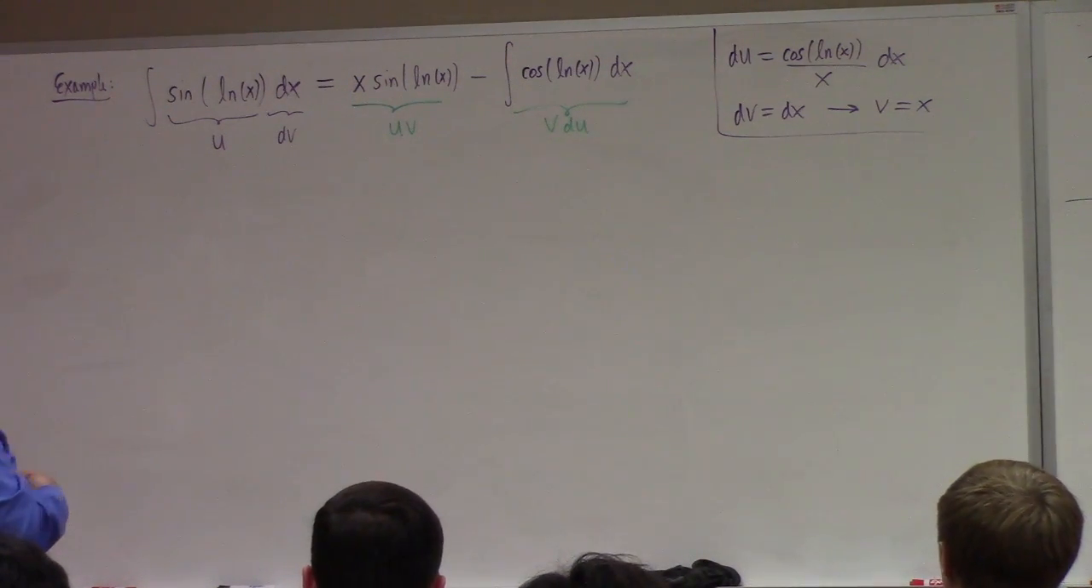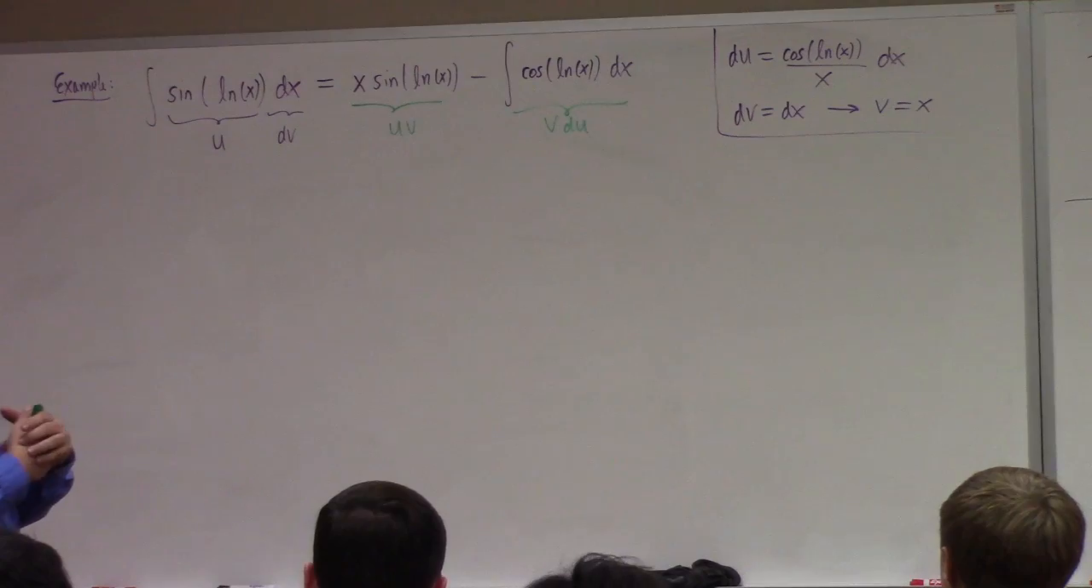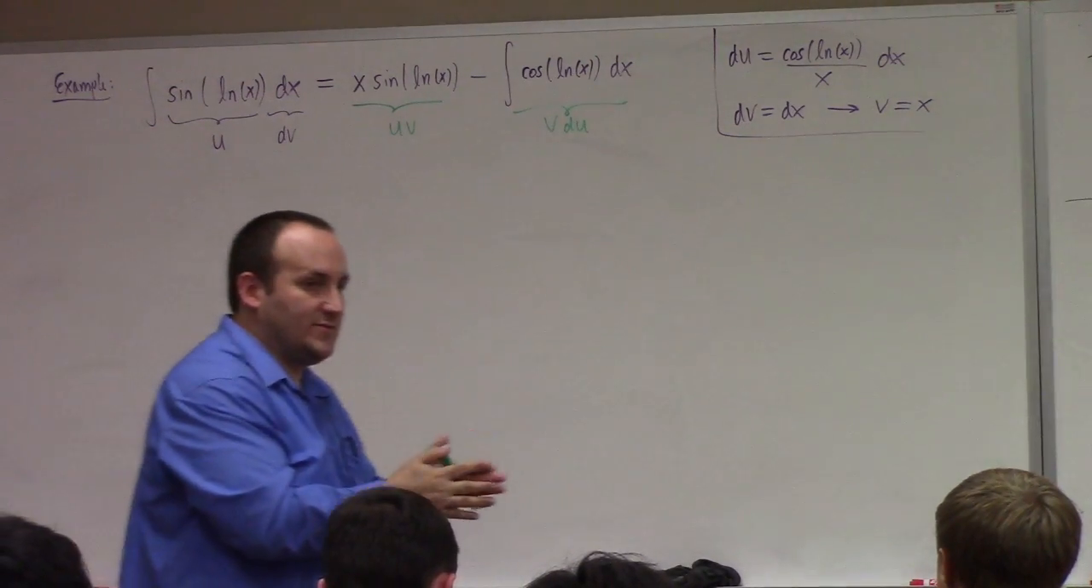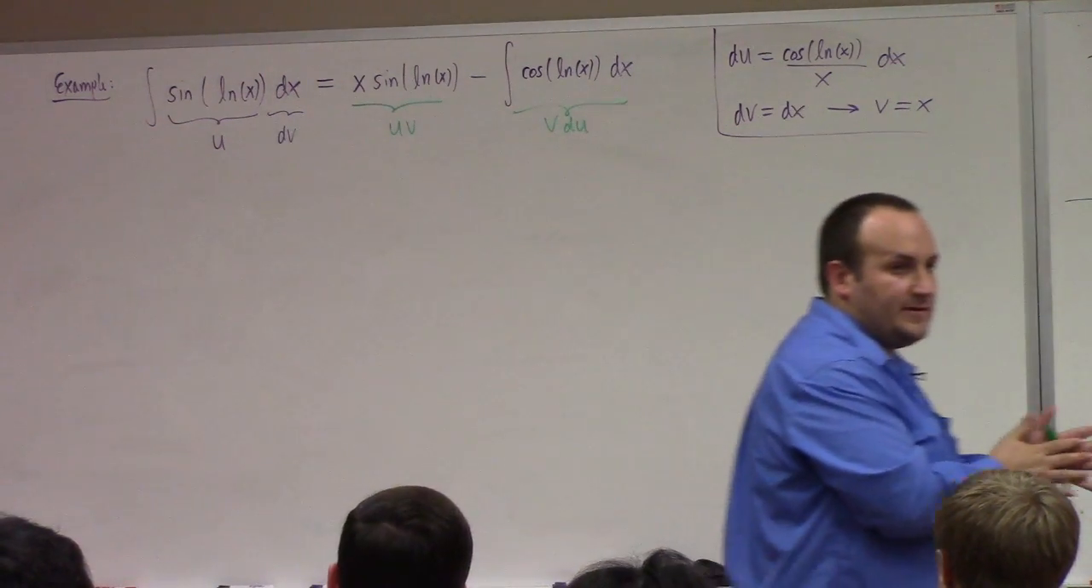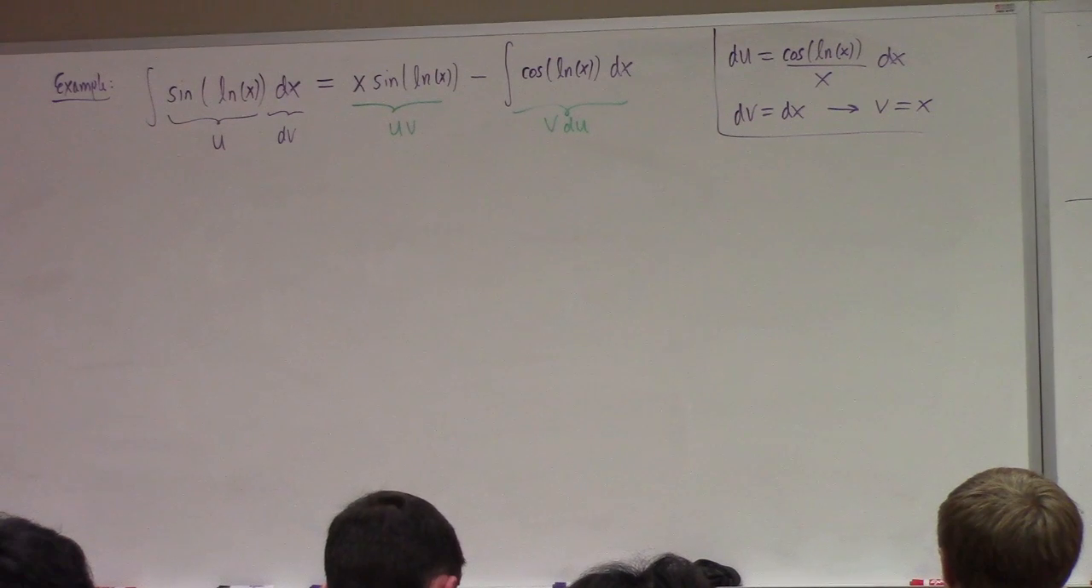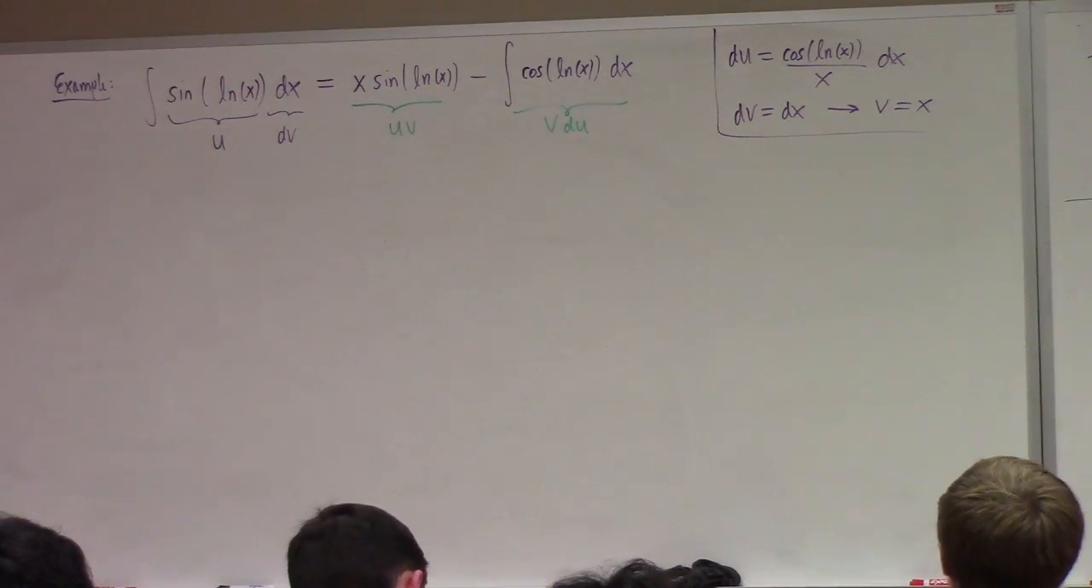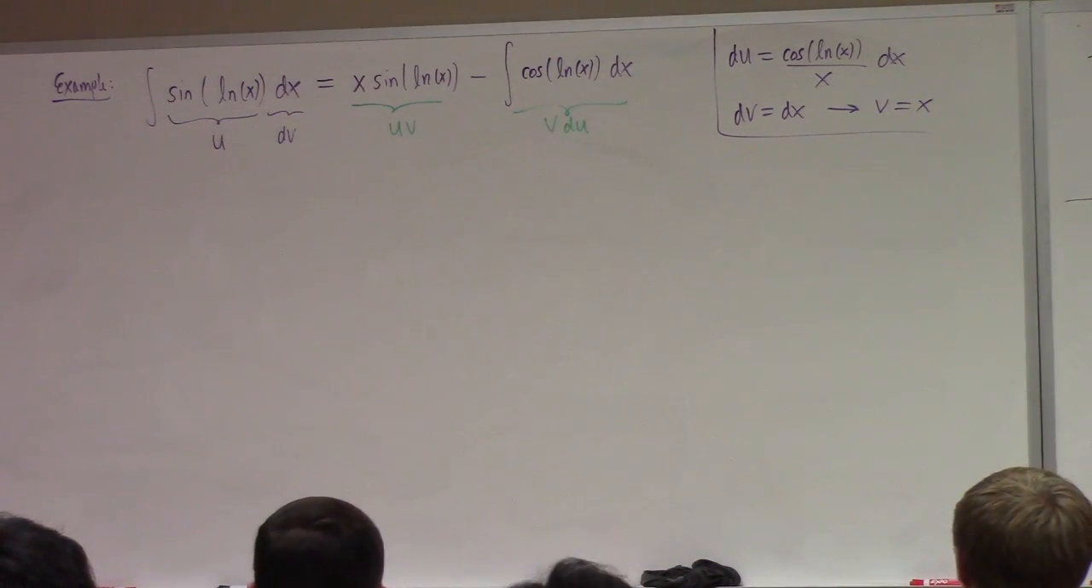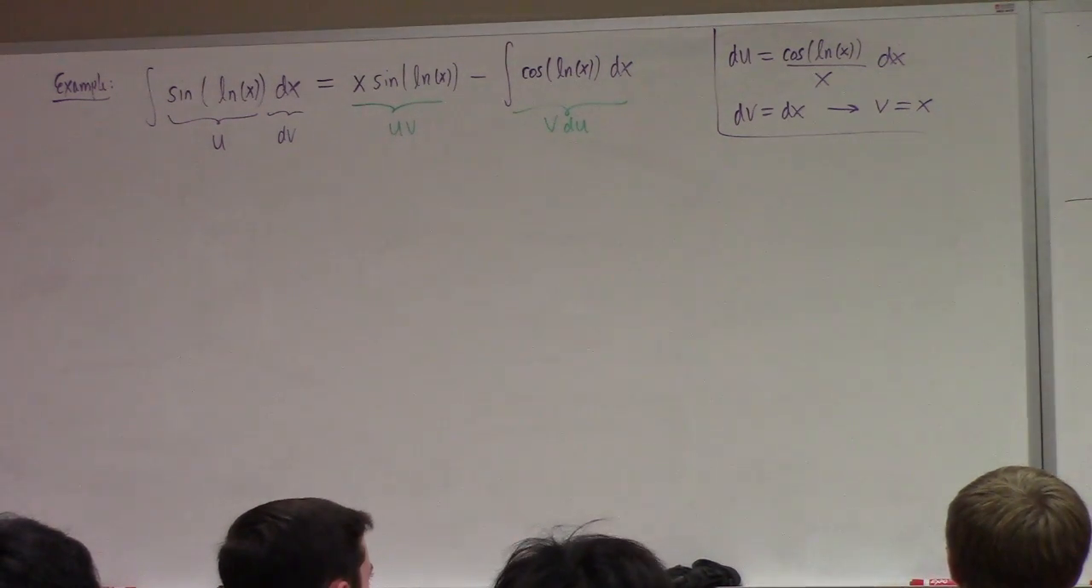You're like, you just replaced one problem I can't do with another problem I can't do. So what good is that, right? I mean, surely cosine log x is just as hopeless as sine log x, right? But if you get enough hopeless people together, you can do something, right?